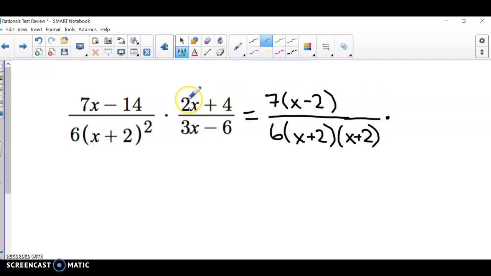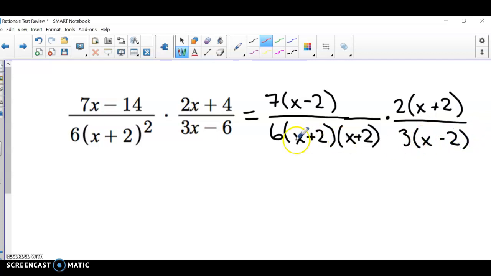Multiplied by, let's see, let's factor this one, 2x plus 4. I can pull a 2 out. That's my greatest common factor. I'm left with x plus 2. And down here I have 3x minus 6. I can pull out a 3 as my greatest common factor, and I'm left with x minus 2. So I've factored everything out.